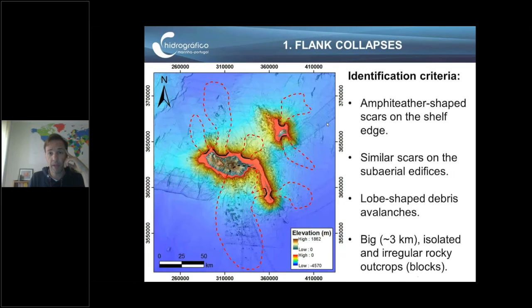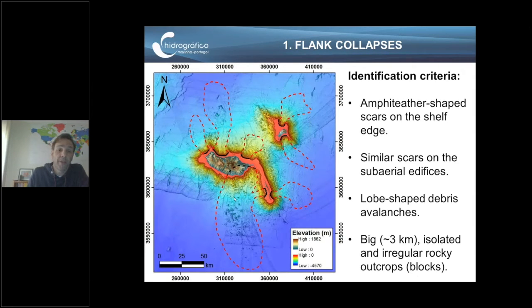So we were able to identify 7 main flank collapses. And how did we identify them? Most of them have an amphitheater-shaped or concave-shaped scar on the shelf edge, as you can see, with the exception of this one. And they also have similar morphology on the subaerial edifice, like you can see here.